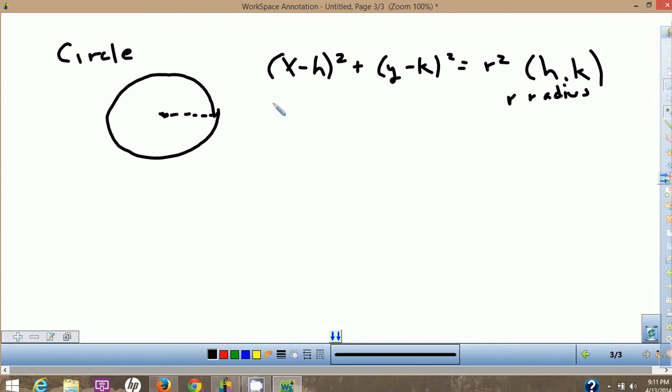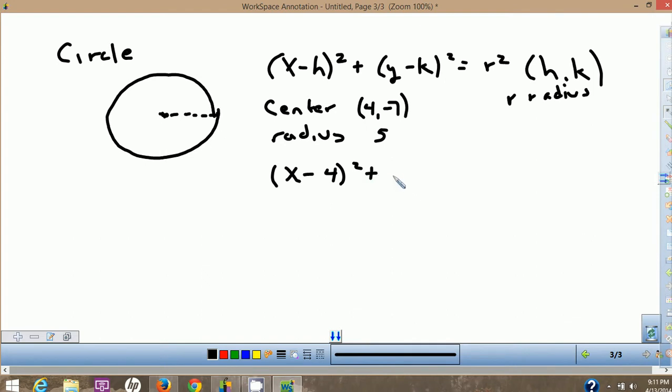So, if I want the equation of a circle that has a center at (4, -7) and has a radius of 5, then I can simply write this equation as (x minus 4) squared. h, it's the x part of the center, plus (y minus a -7) squared, the y part of the center, is equal to 5 squared.